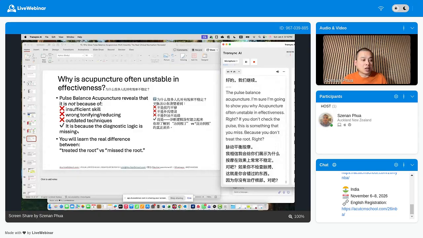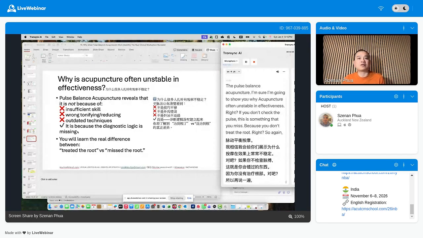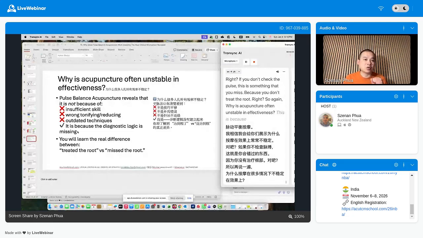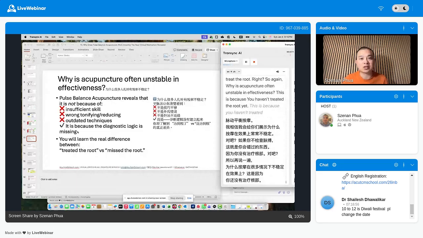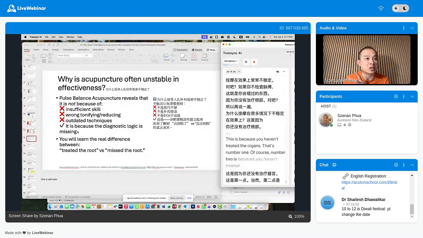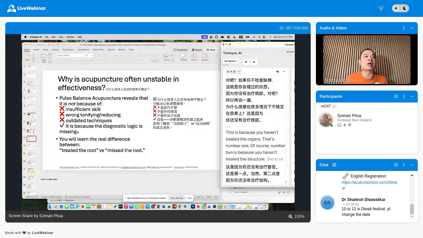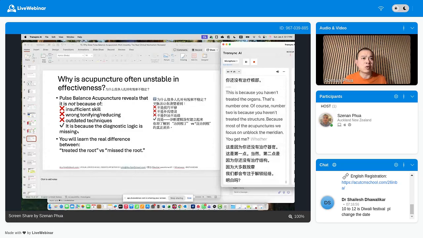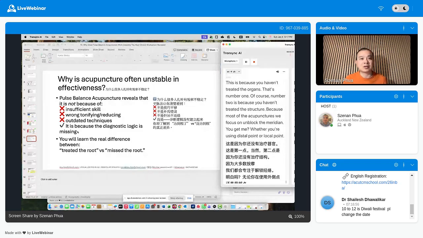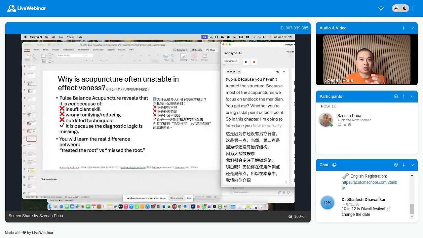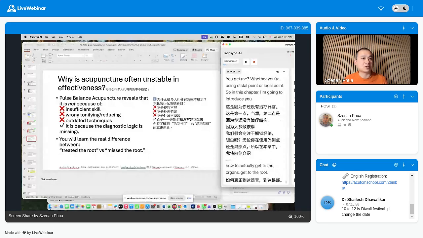So again, why is acupuncture often unstable in effectiveness? This is because you haven't treated the root yet. This is because you haven't treated the organs. That's number one. Of course, number two is because you haven't treated the structure, because most acupuncturists focus on unblocking the meridian, whether using distal points or local points. So in this chapter, I'm going to introduce how to actually get to the organs, get to the root. Does it make sense?